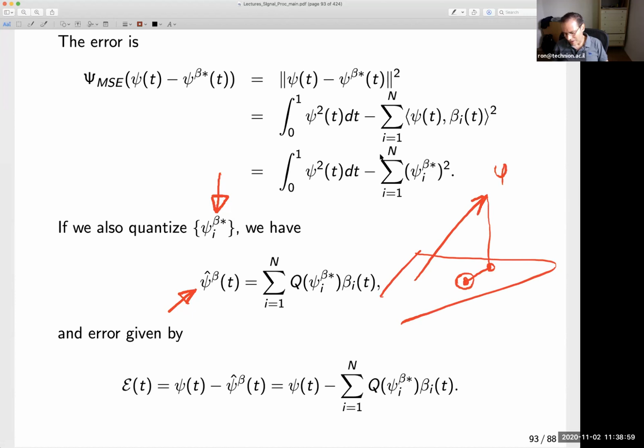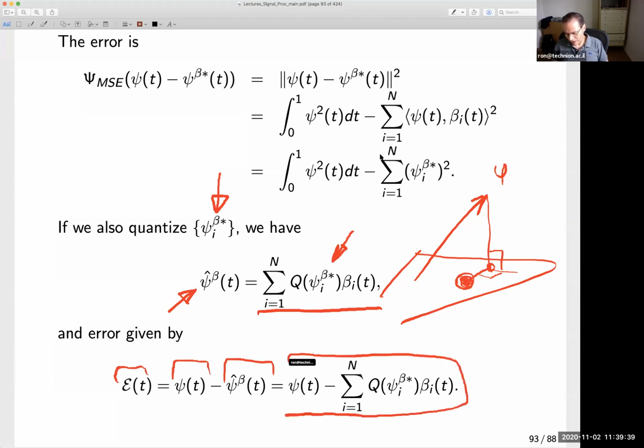So again, there is 90 degrees here, and there should also probably be 90 degrees here, and this would be my quantized version of the coefficients of the signal. So this would be my reconstructed signal. So it would be quantizing the values of the coefficients of the betas, and the definition of the error would be subtracting from the original signal the now quantized and projected vector. Okay, so this is how it is defined. Let's try to estimate it.